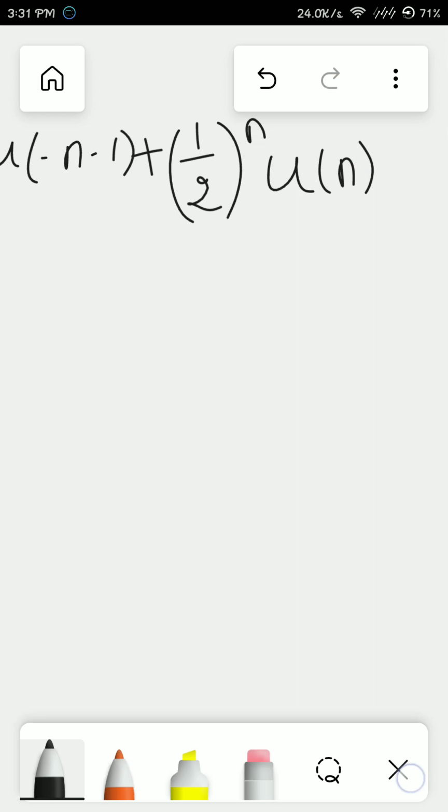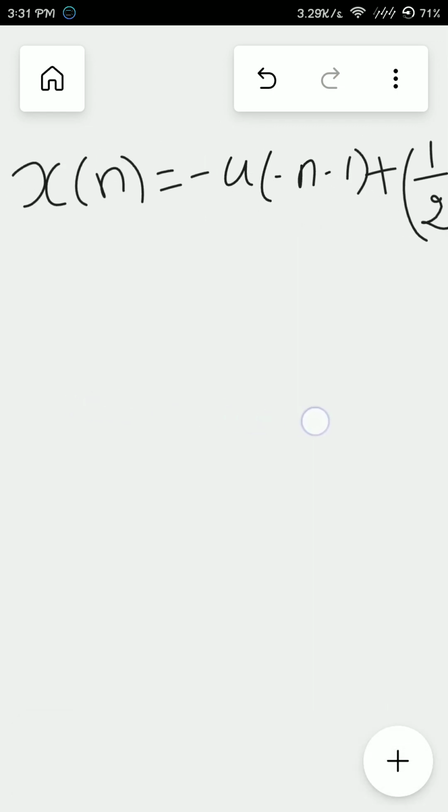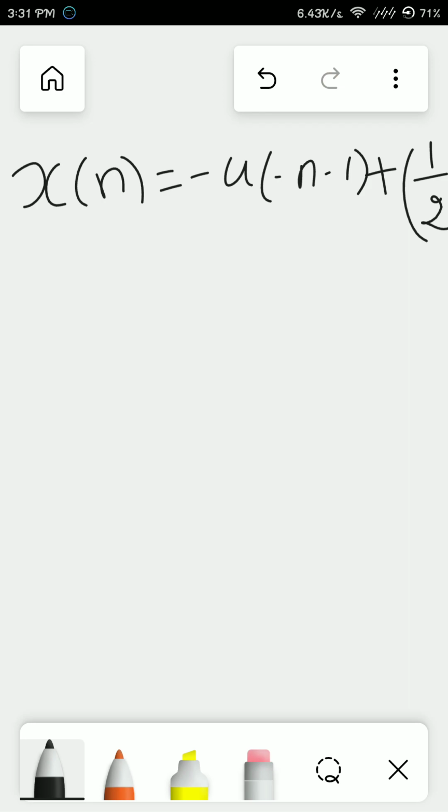And so therefore now we are going to start solving the problem. So here you know what u of minus n minus 1 is. We have already done that in the last section, so I'm going to write that now. You know that from your last classes.